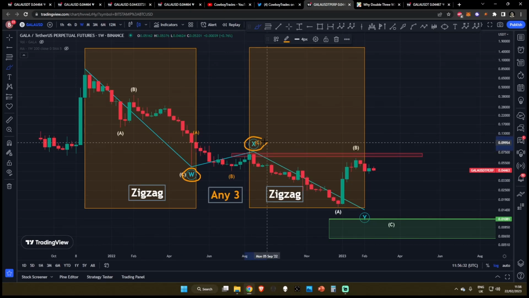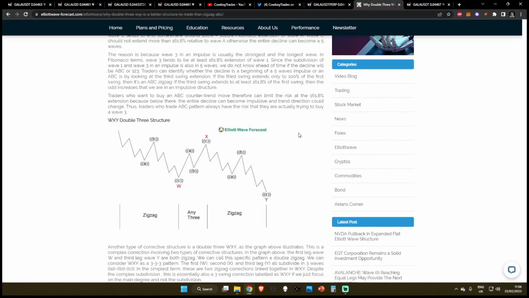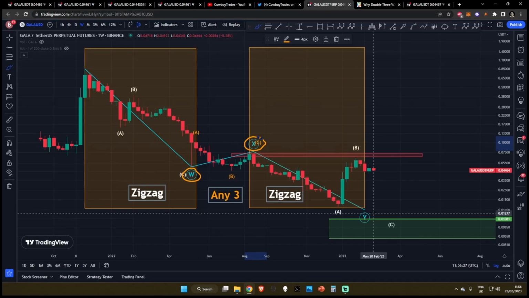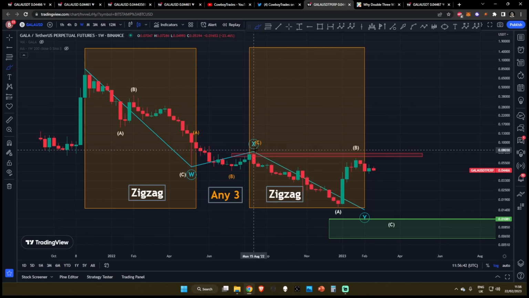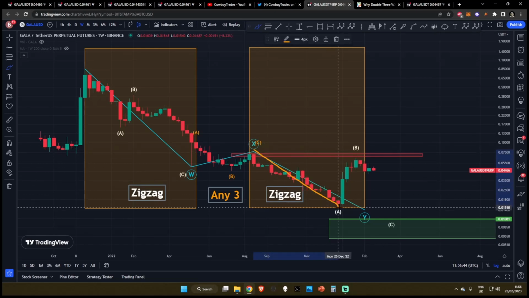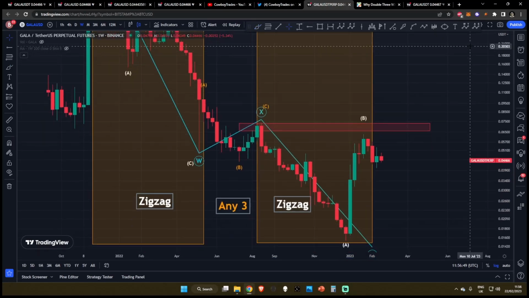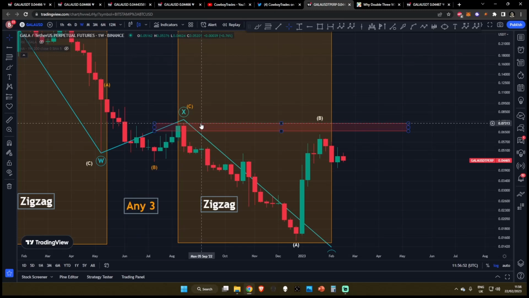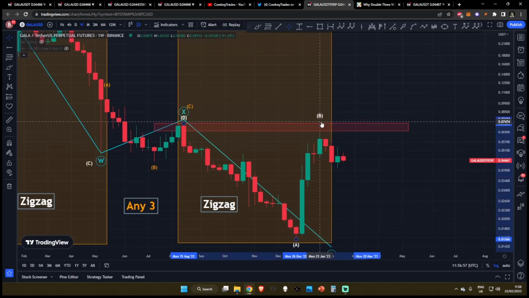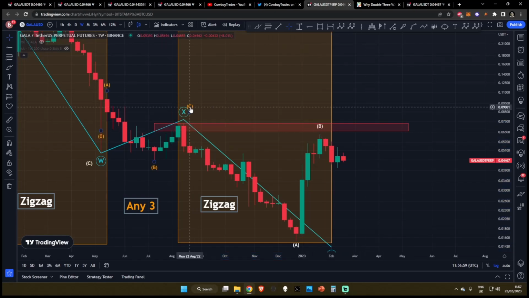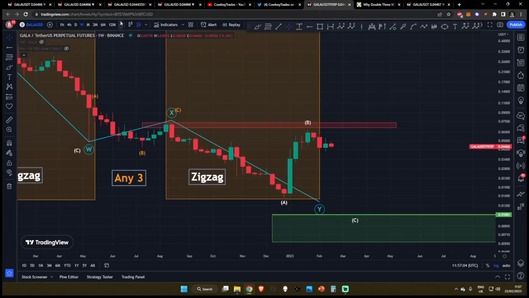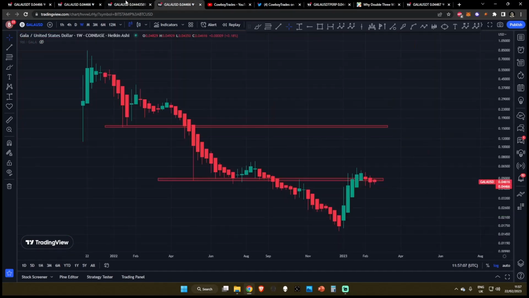With the second ABC, you can see that we formed a wave X, and according to this, we have one last macro wave to complete, and this is down to wave Y. Now, wave Y gets completed after you have a macro wave X, A, B, C pattern to the downside, and as you can see, we topped out on wave C at 7.3 cent, and wave B looks like it topped out at 6.3 cents. So wave B right here has not exceeded the previous wave C, and it has not exceeded wave X. So this zigzag pattern is still 100% valid.